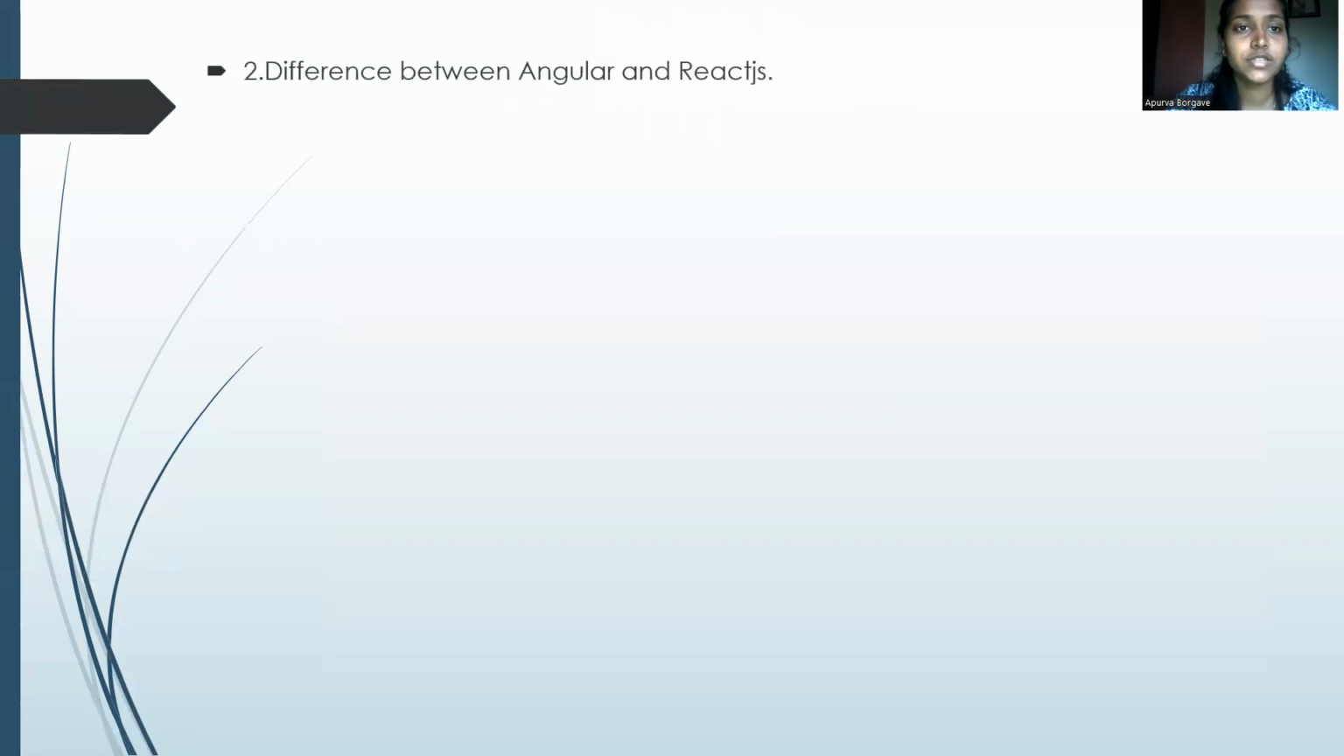The next question is the difference between Angular and React.js. Let us quickly look at the difference. Angular architecture is a bit complex and it follows the component-oriented architecture. React.js architecture is more simplified. It follows a model view controller architecture.